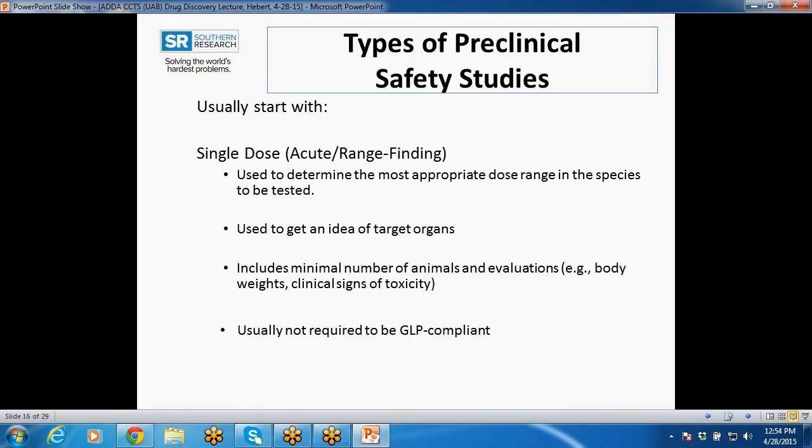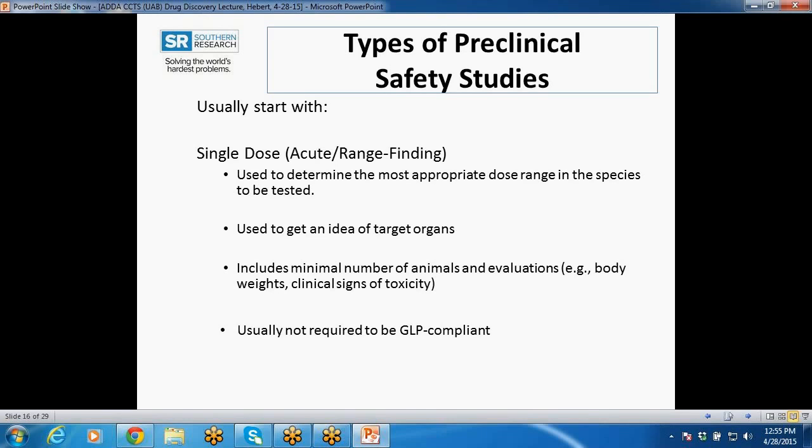You usually start with single dose testing. I've already talked about that. You're looking for your most appropriate dose range for your subsequent tests. And so you start with a broad dose range. You use a minimal number of animals. You do a minimal amount of evaluation. Usually you just look at body weights, mortality, of course.